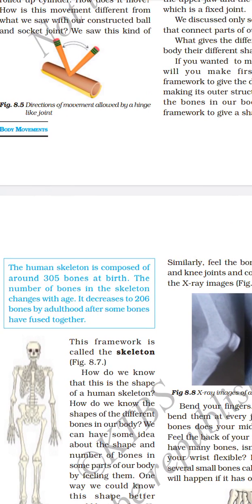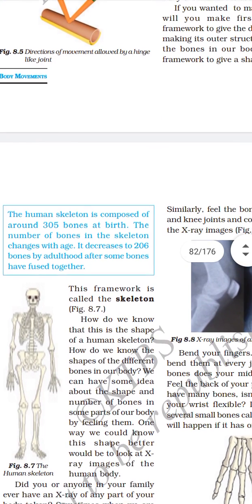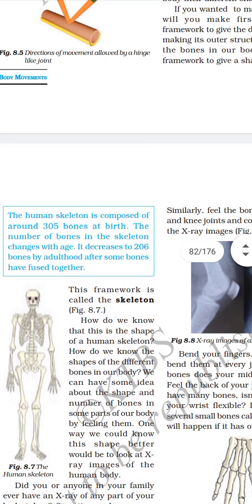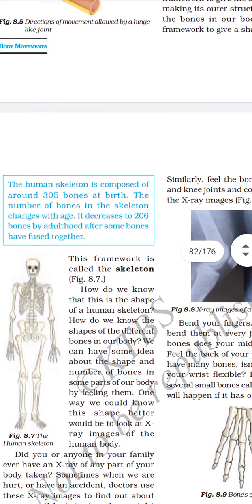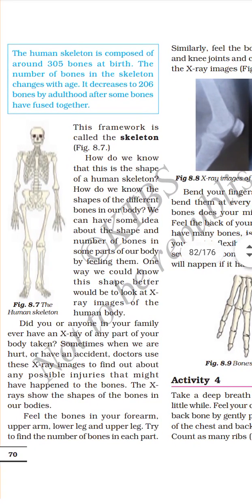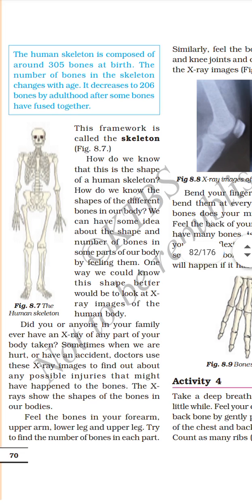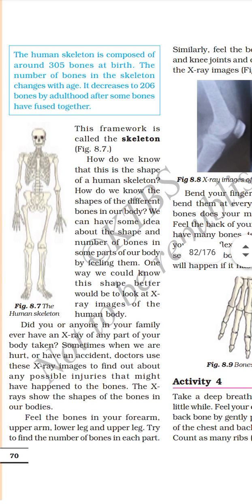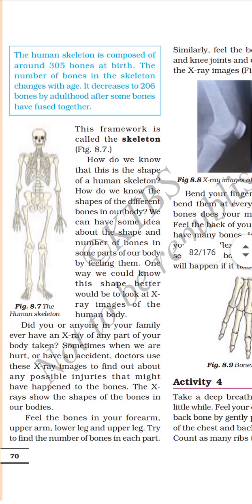How do you know that this is the shape of a human skeleton? How do we know the shapes of different bones of our body? We can have some idea about the shape and number of bones in some parts of the body by feeling them. One way we could know this shape is to look at X-ray images of the body. Did any of you have an X-ray of any part of the body taken? Sometimes when we are hurt or have an accident, doctors use these X-ray images to find out about possible injuries that might have happened to the bones. The X-rays show the shape of the bones in our bodies.